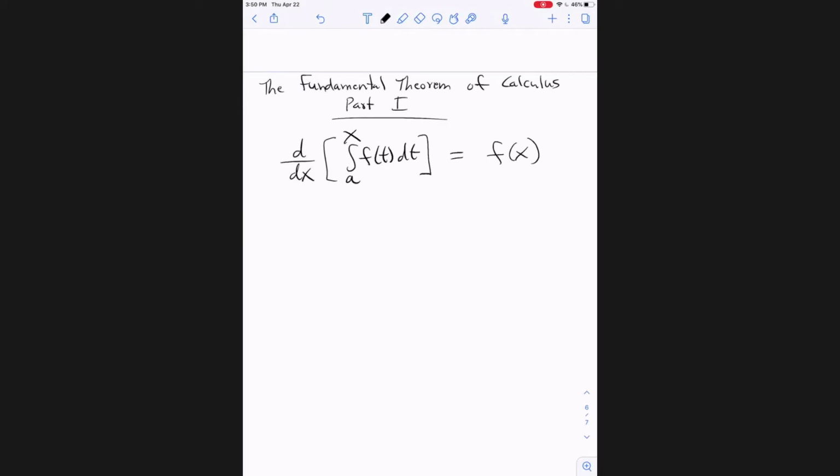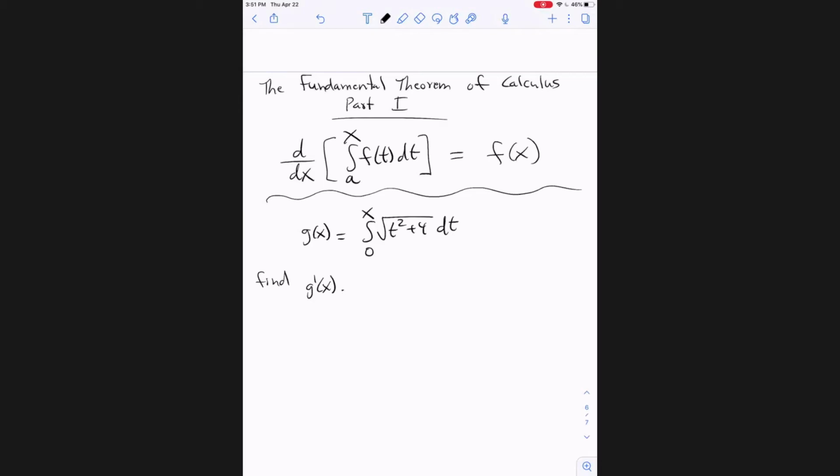All right, so here we go. Let me give you an easier notation. Basically what this is saying is, if you're taking the derivative of an integral, it gets you back to the original function. So let's say g of x equals the integral from 0 to x of the square root of t squared plus 4 dt. And I ask you to find g prime of x.